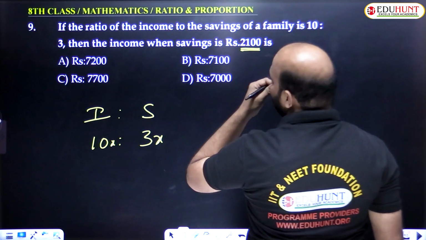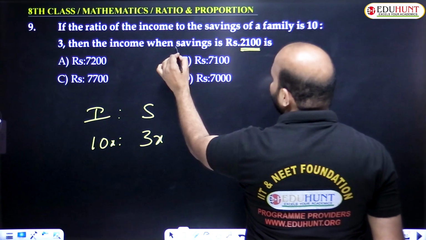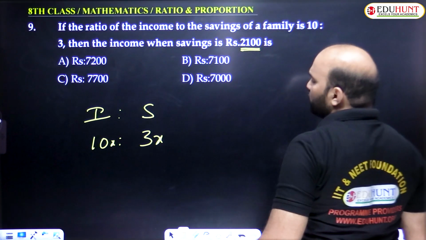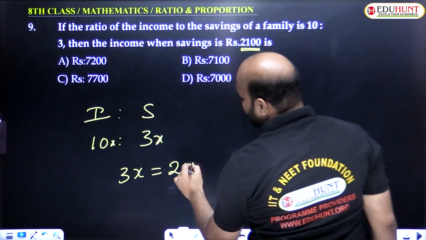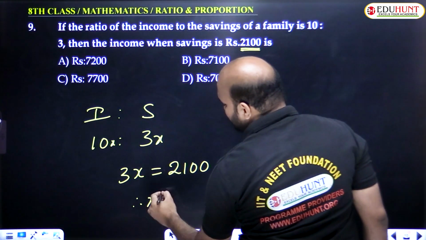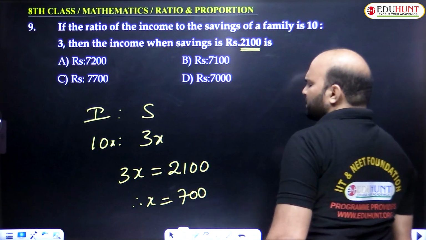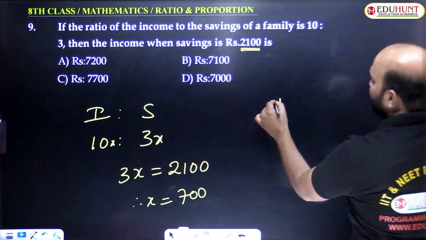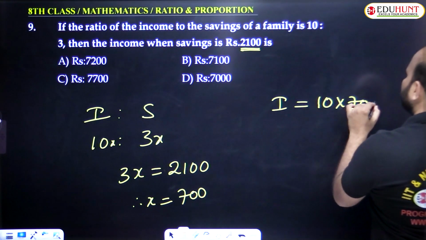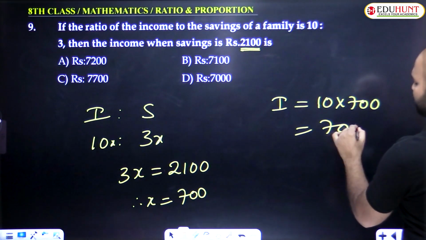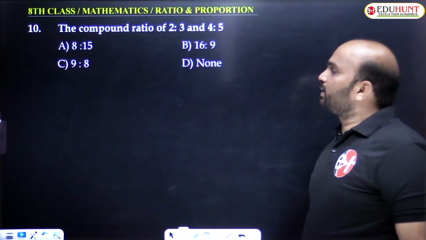The question asks for the income, but before that the saving is already given as 2,100. So 3x is 2,100, therefore x is 2,100 by 3. 3 7s are 21, with 2 zeros common, so x equals 700. The question asks for income, so income is 10x, 10 into 700, the answer is 7,000. Option D is the right answer. Let's go to question number 10.